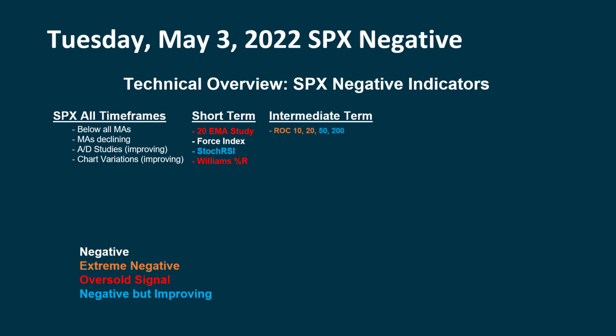Intermediate term, this is the long list, and this is where you get some weird colors going on here, where the rate of change based on the 10 and the 20 is negative and going down. The 50 is negative but improving, and the 200 is negative but improving. The PMO based on price and volume, they're both declining.